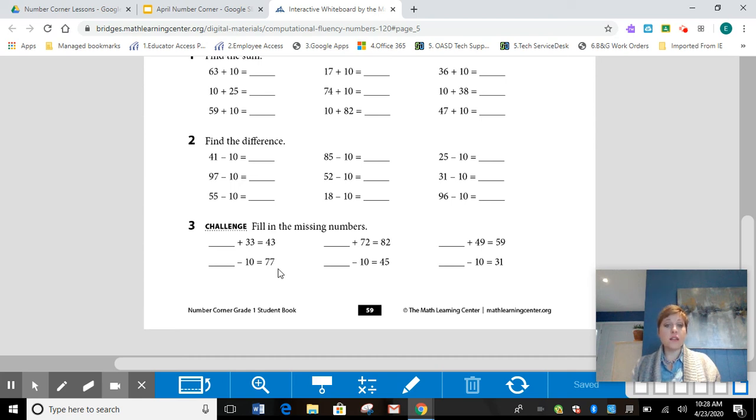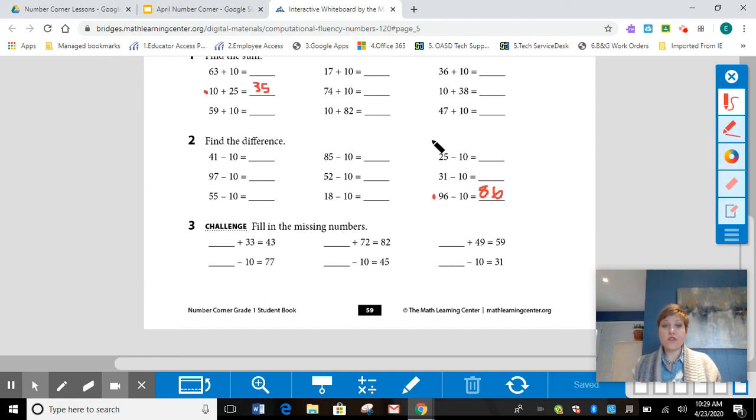These are all a little different because you're having to solve for the beginning number. Remember, when we're trying to solve for a beginning number or beginning value, we usually have to do the opposite operation that it's telling us. So if I had to add to get to 43, I'm probably going to need to subtract to get back to that starting number. Or if I needed to subtract to get to 77, I'm probably going to need to add to get to the starting number.